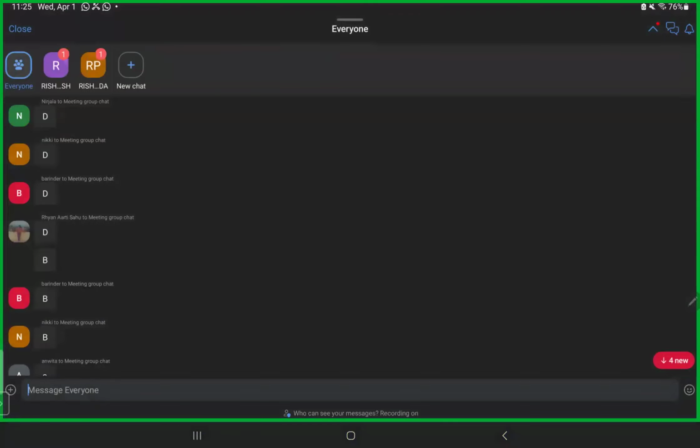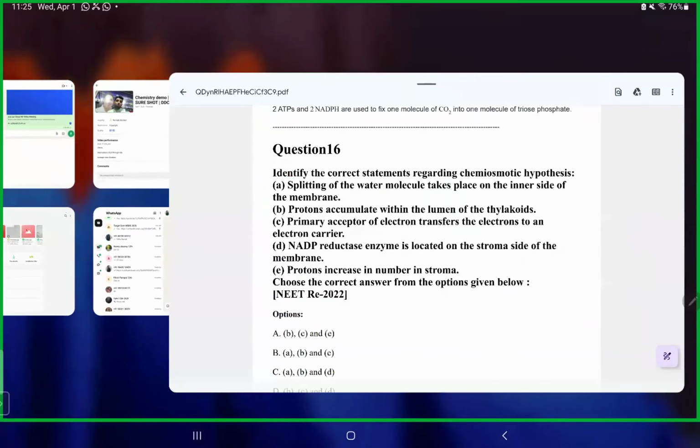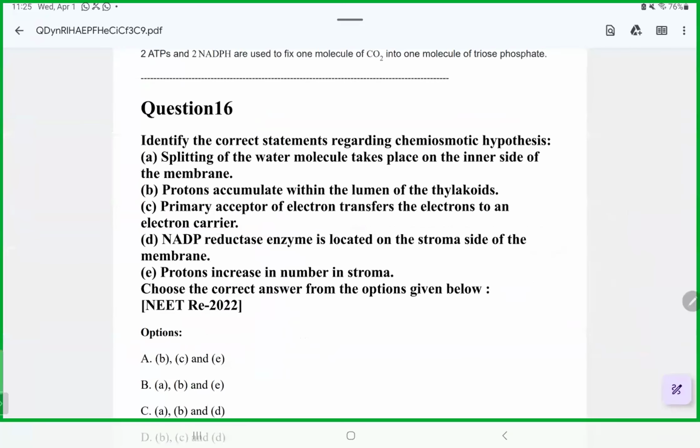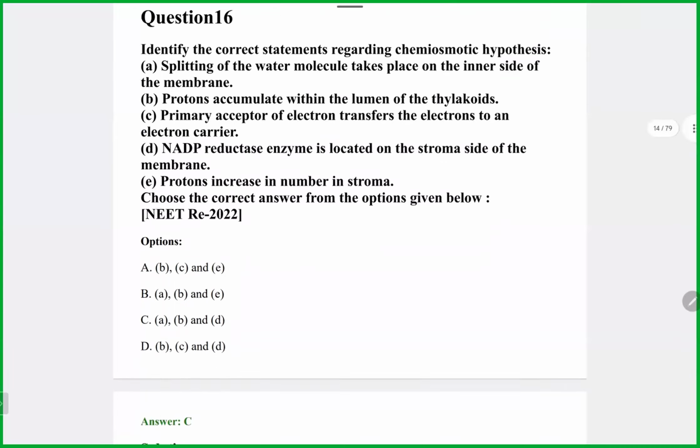Let me see how many people wrote 4. Ryan C, Chandana C, Brinder C, Anvita C. Answer will be C only because protons increase in thylakoid lumen, not in stroma. NADP reductase is on the outer side because it has to accept hydrogen from the stroma. Primary acceptor of electron is plastoquinone, which transfers electron to the hydrogen carrier. It is the hydrogen carrier, plastoquinone.